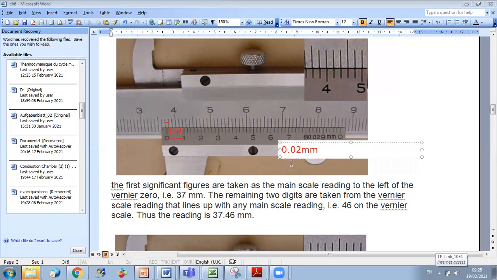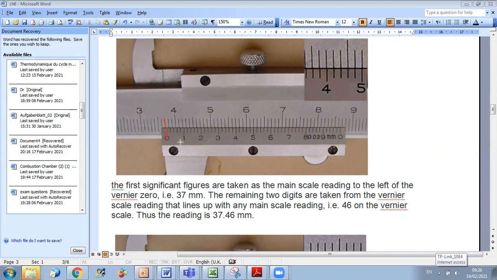Now, the technique is the same. First, I look at the 0. This is my 0. I have first here 3 centimeters, then 1, 2, 3, 4, 5, 6, 7. So I have 3.7 centimeters, which is 37 millimeters. So until here, from the main scale, my reading is 37 millimeters.